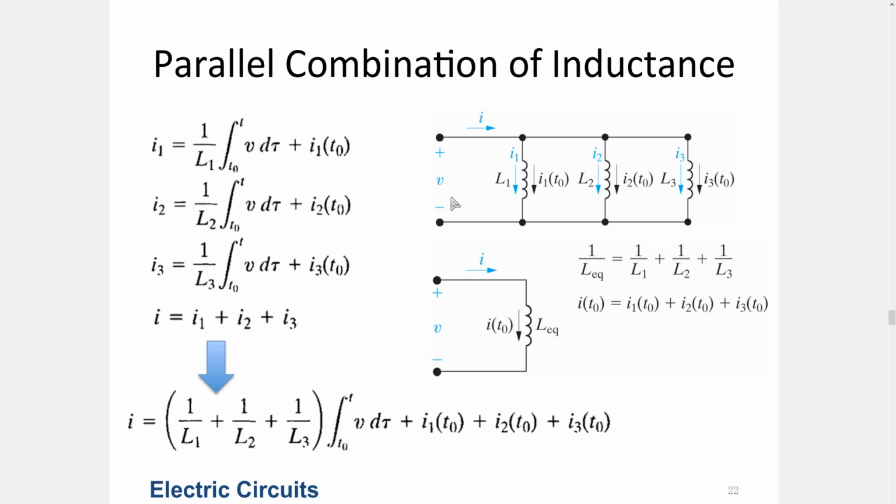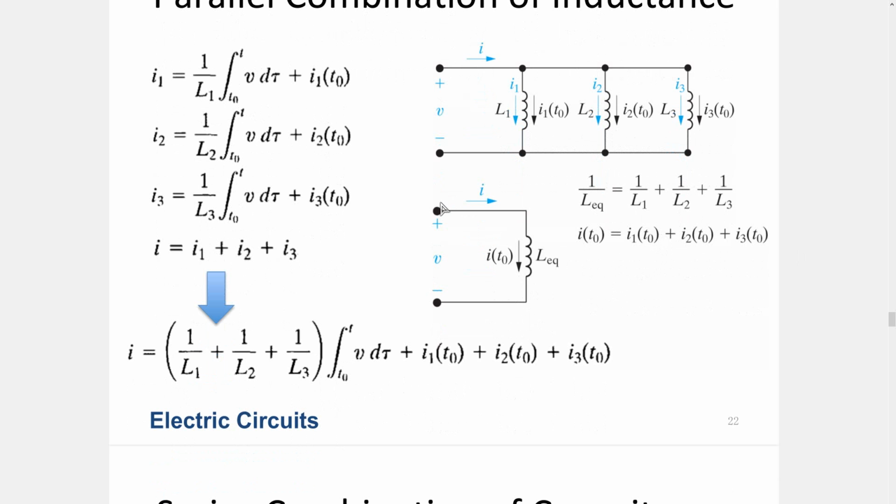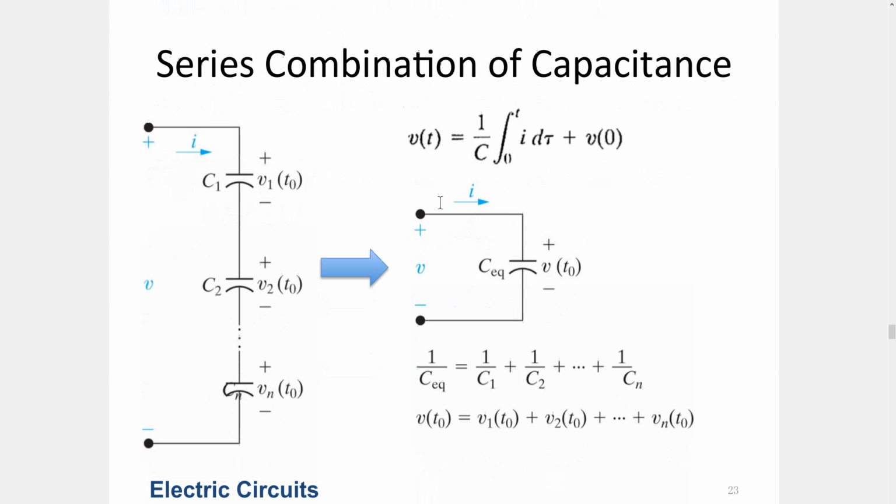So let us continue with the next slide to explore the capacitance connections. We can also have capacitances connected in series or parallel. Now let's take a look at what we can do with the capacitors. If we have n capacitors connected in series like this, they will be sharing the same current. When something is connected in series, they will share the same current.